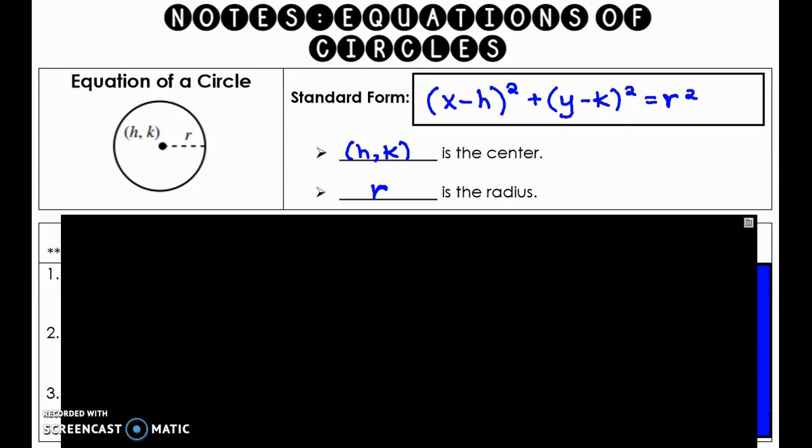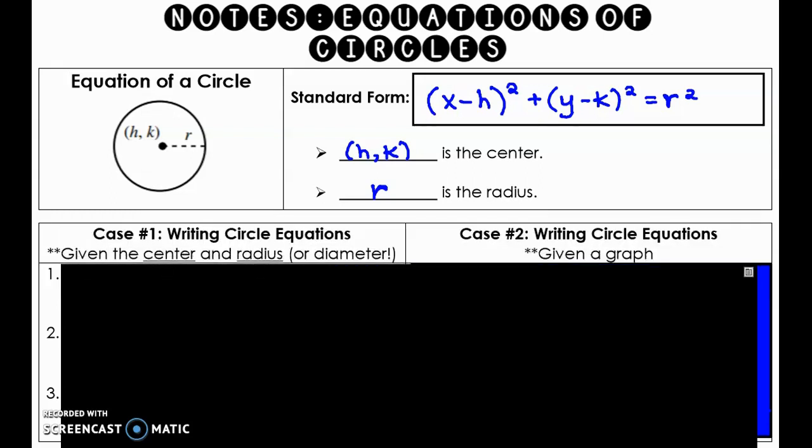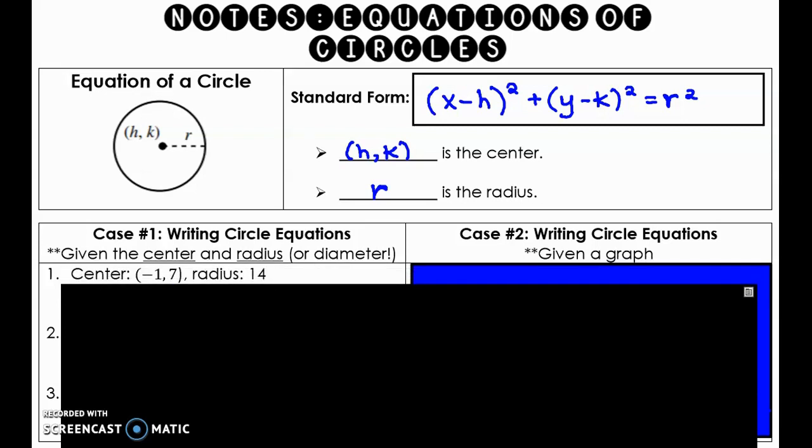Today we are going to look into 4 different cases for writing an equation of a circle. The first case is I will have a problem giving me the center and the radius or diameter, like so. For example number 1, I have the center of (-1, 7) and the radius of 14.